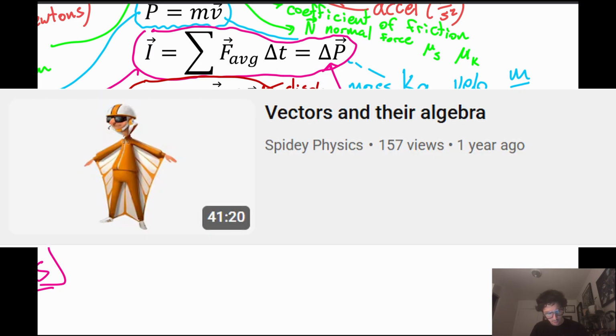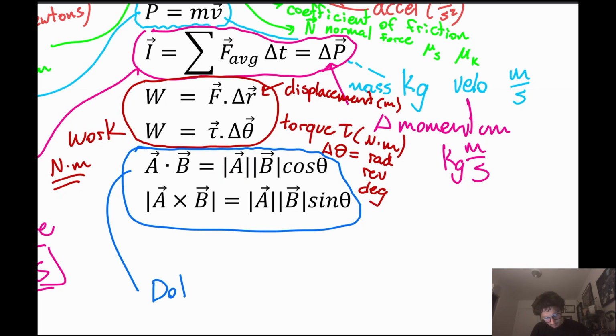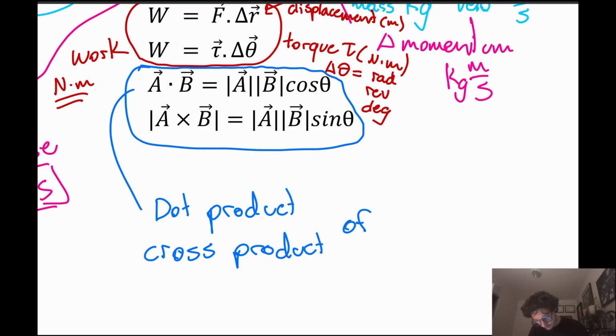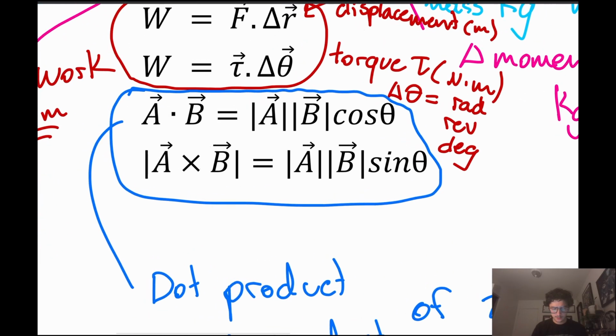Check that out. So let me just write here, dot product and cross product of two vectors. Amazing. And the cross product is a little bit more interesting.